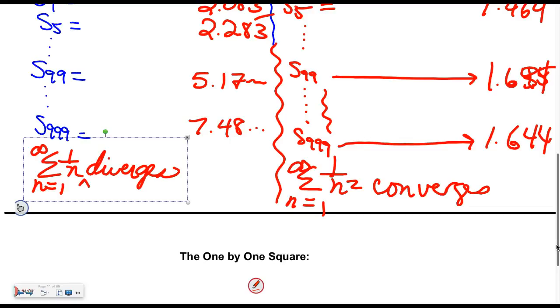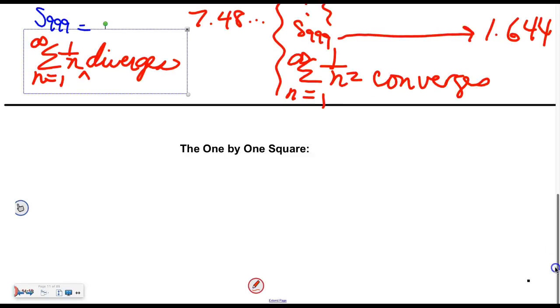If the limit is 0, guess what it needs? One of the other 8 tests. And we're going to talk about the first of those right now. It's the geometric series test. So there's a little bit of common sense behind it.